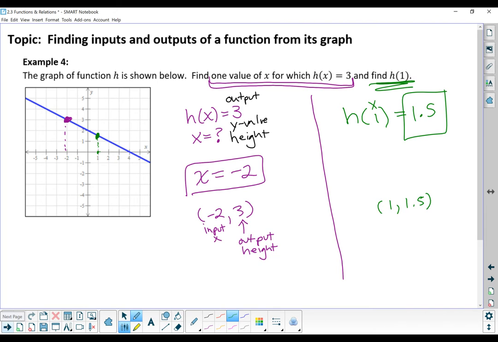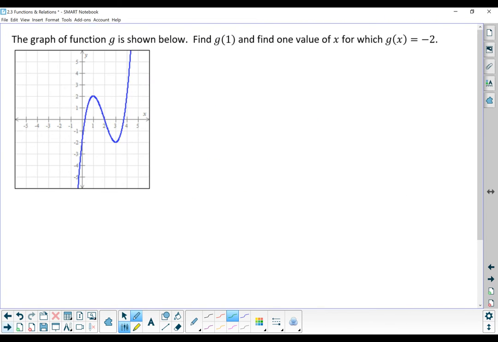I'm going to do one more example of that because people just tend to mix up the x's and the y's.